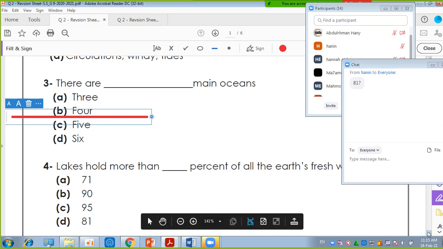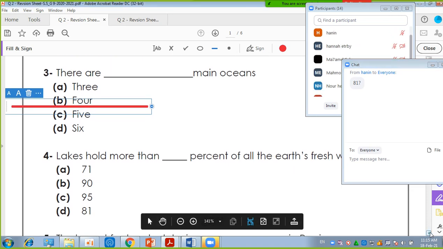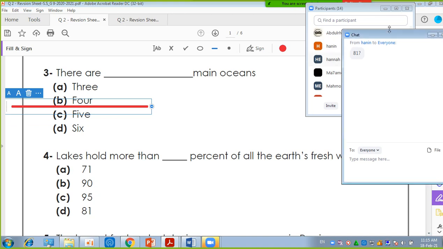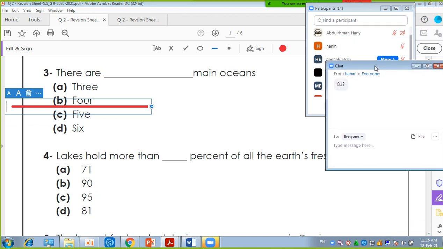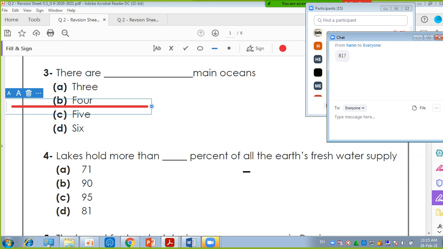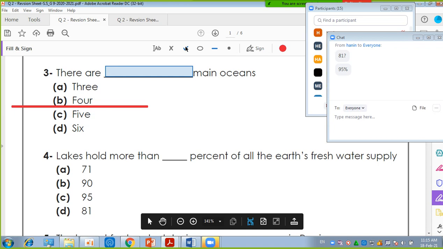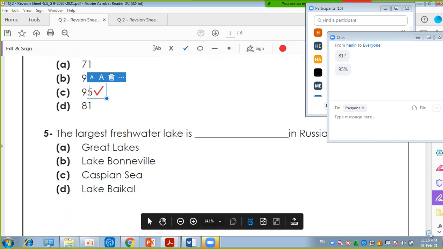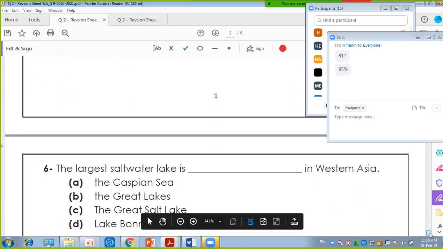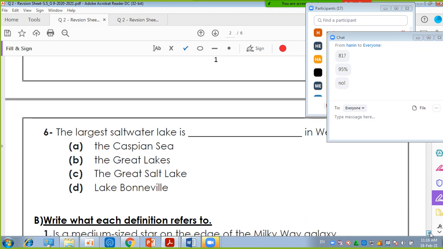This is the sentence. Lakes hold more than how many percent of all the Earth's fresh water? Not A. Does anyone have an answer? Yes, go on. Yes, 59, that's right, excellent, 59. Have you checked, Haneen, be honest, have you checked the book? Okay, I believe you.